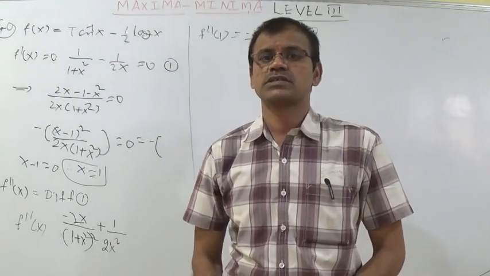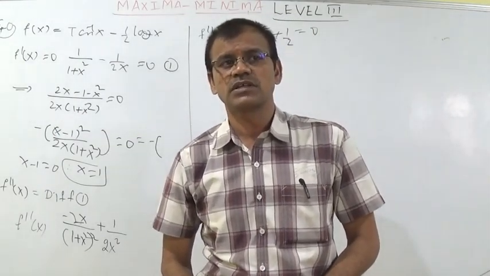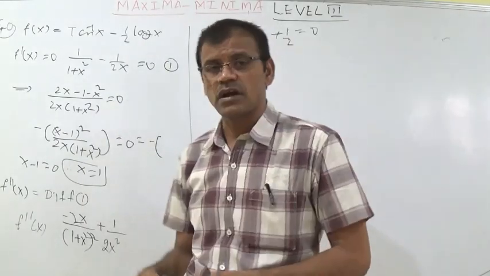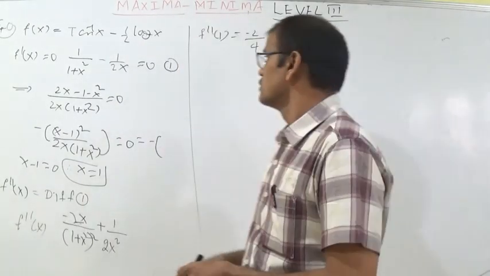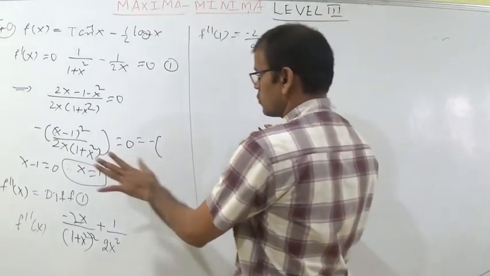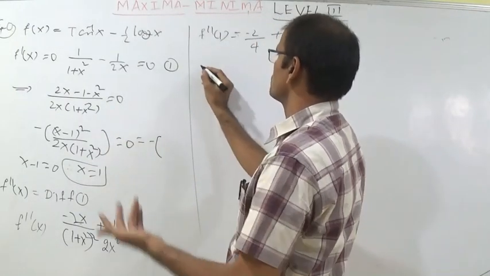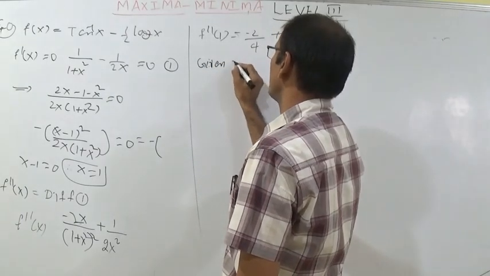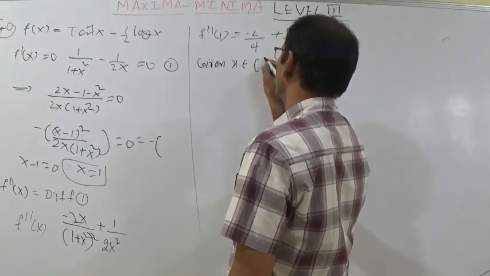If f double dash x is 0, then we can say that the function has neither a minimum nor a maximum, and the point is called a point of inflection. So it is not correct. x equal to 1 we don't take. So according to the given options, we should discuss local maxima or local minima.